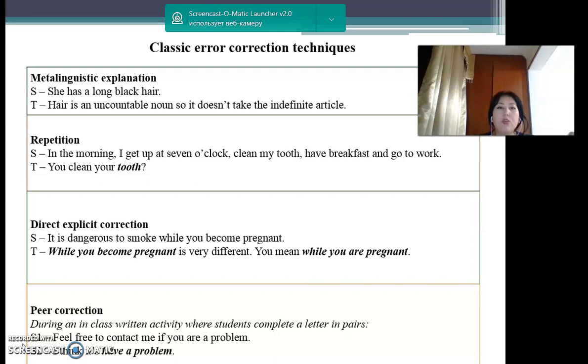The next technique, direct explicit correction. Student: It's danger to smoke while you become pregnant. Teacher: While you become pregnant is very different. You mean while you're pregnant.